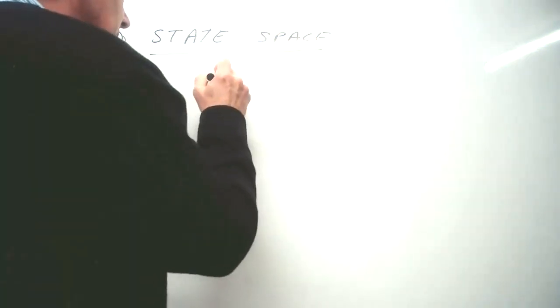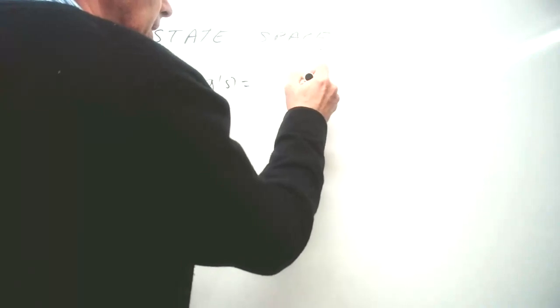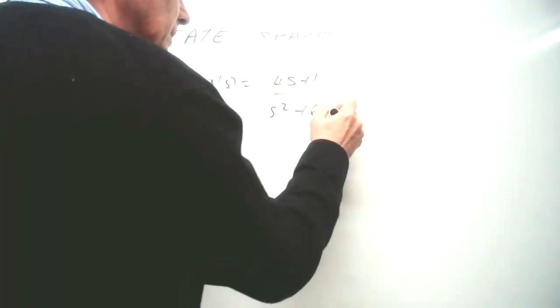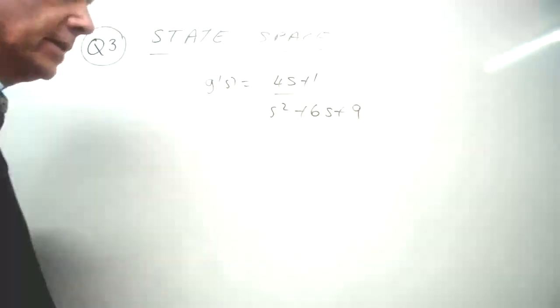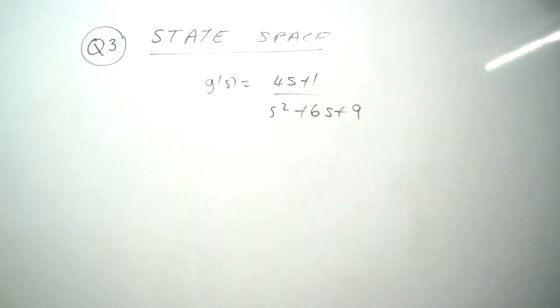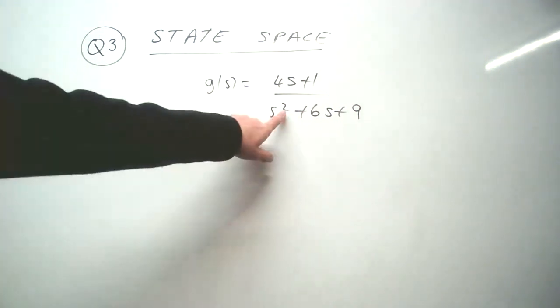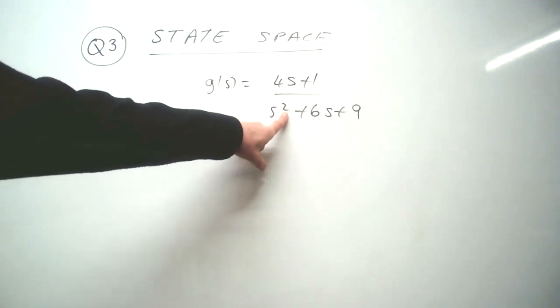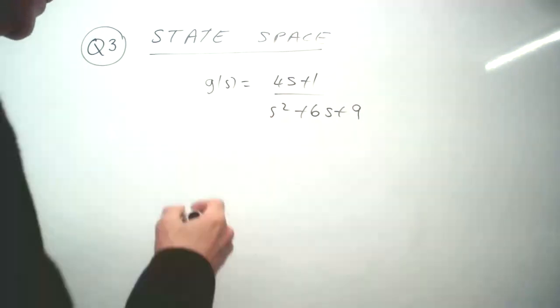Let's say we've got transfer function G(s) given by, say, (4s + 1) over (s squared + 6s + 9). So there's a little transfer function. I want to convert this now into a state space equation, and we're going to put it into companion form. So the first thing to do is look at that number there. That's a 2. The bottom line's an s squared. So it's a second order state space.